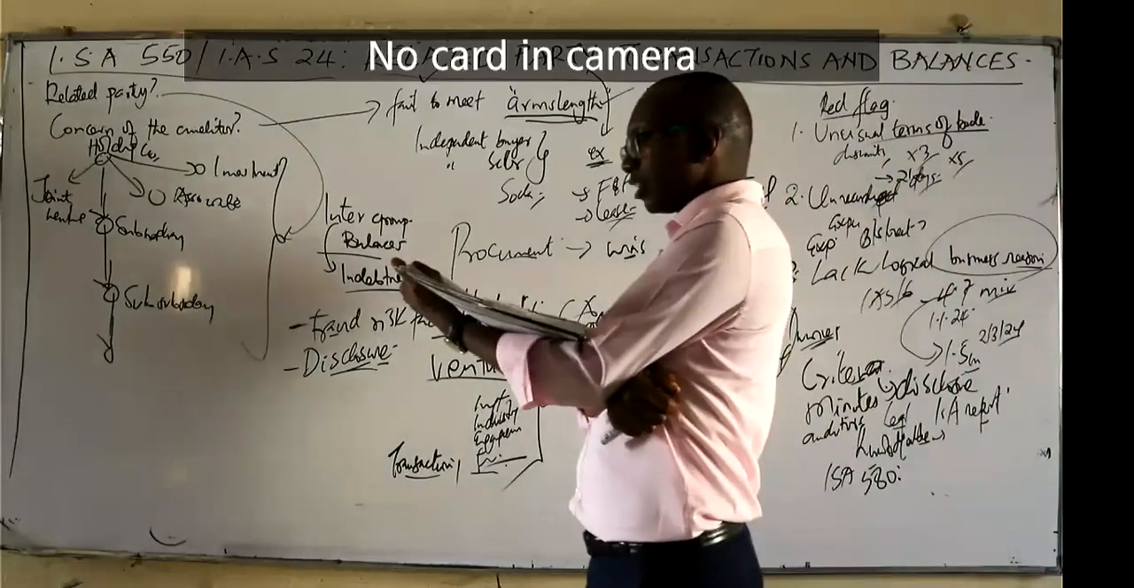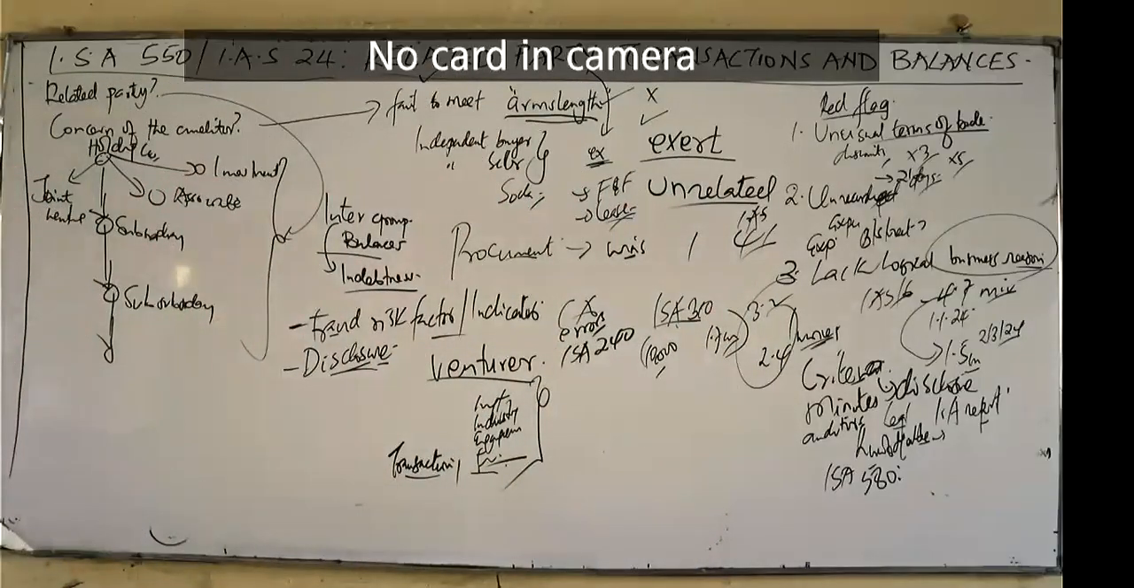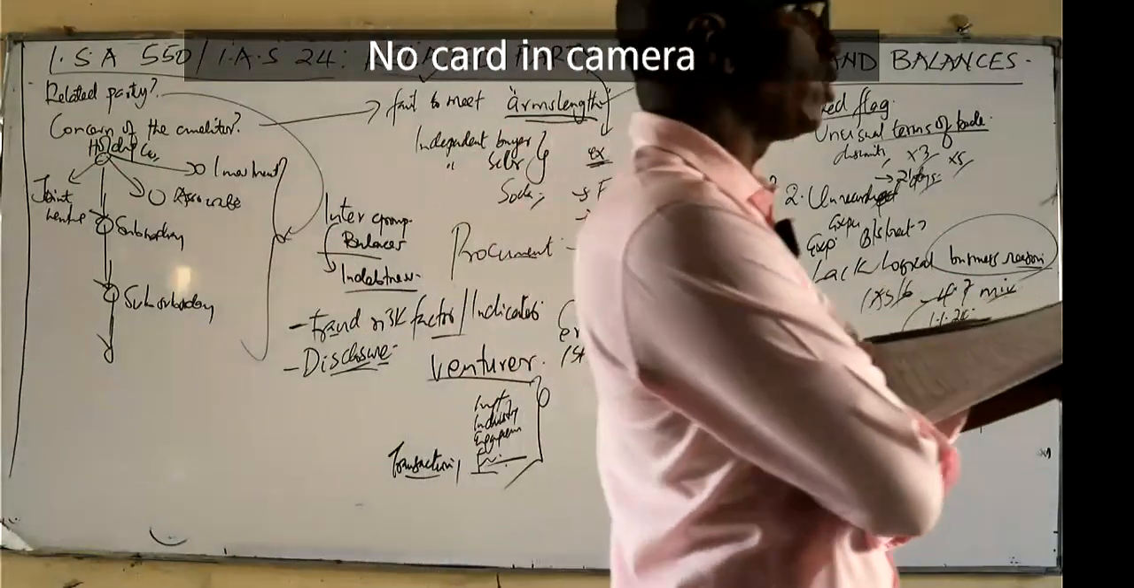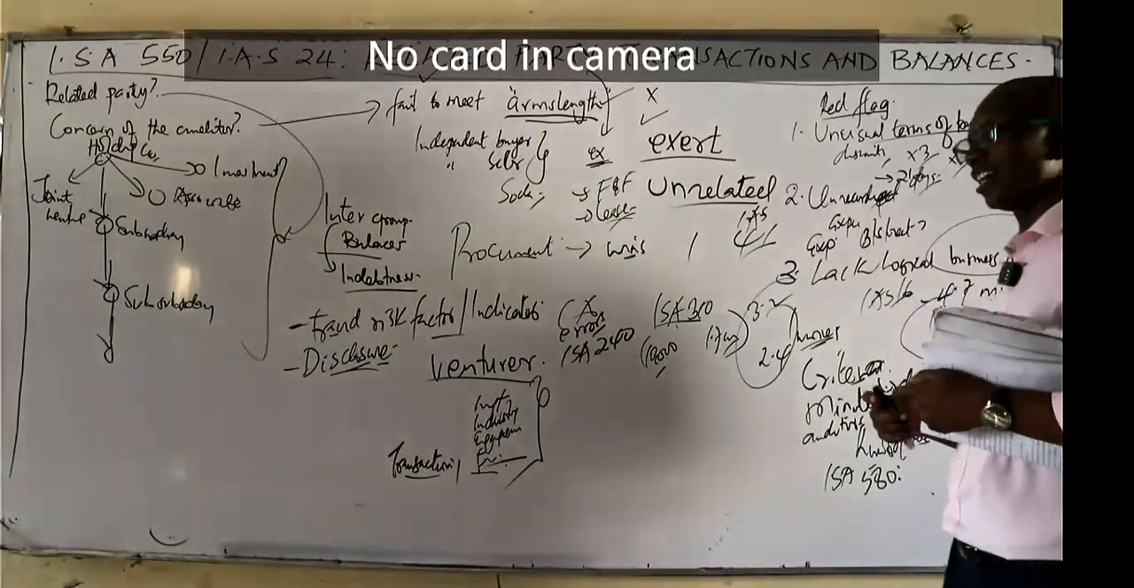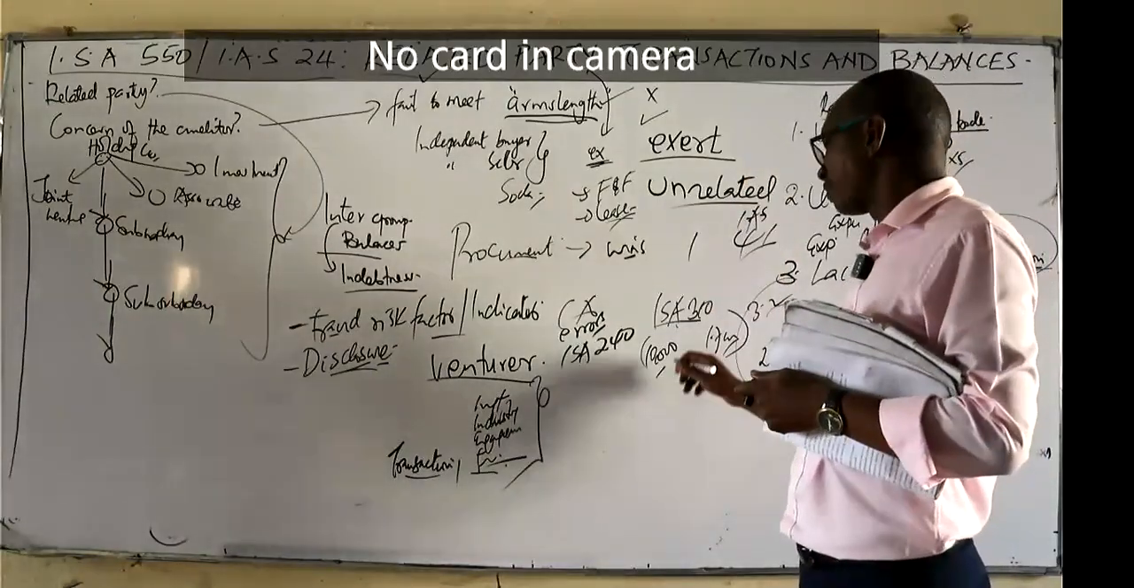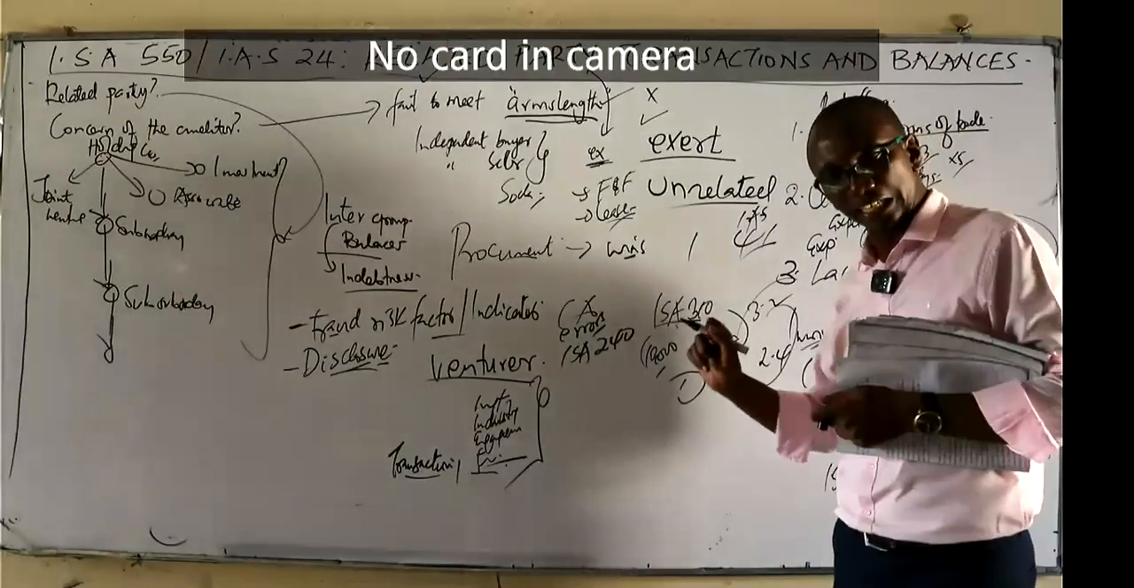All right, so audit procedures on related party transactions and balances. Number one, review the entity's procedures and controls put in place to identify related party transactions and disclose them. If you can recall your company law, this review has to be done on a yearly basis. As an auditor, you need to see it having been done, identifying the related parties.